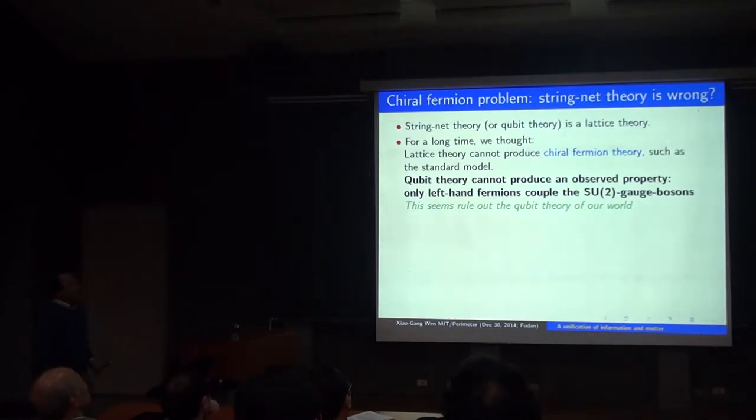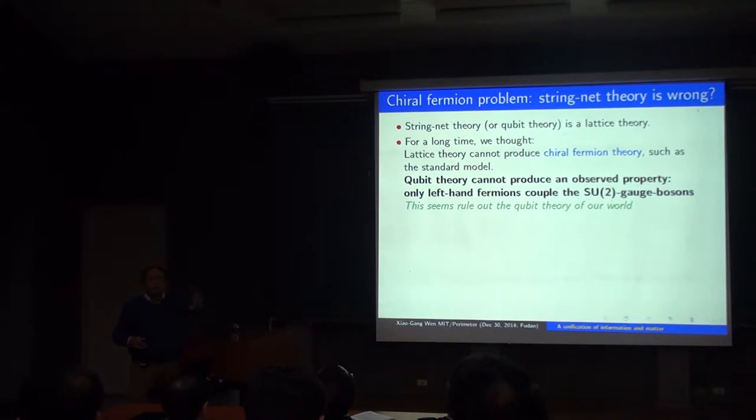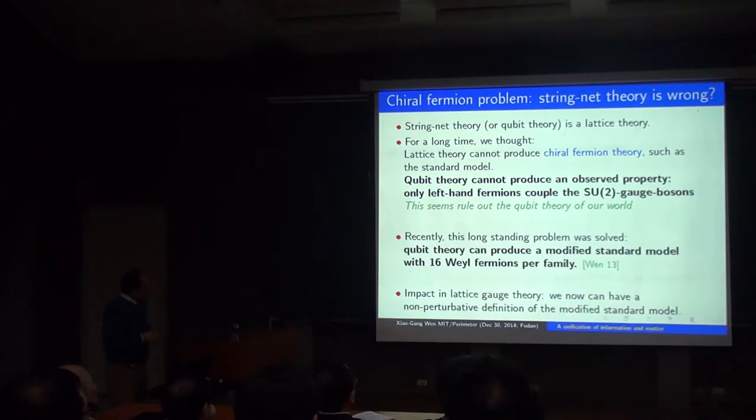Okay, and maybe let me just quickly mention this. This qubit theory, or stringlet theory, is really a lattice theory. And for a long time, people believed that when you have a lattice theory, you cannot have a chiral problem. You cannot have chiral bosons or chiral fermions. Basically, you cannot produce a phenomenon where the gauge interaction only interacts with the right-handed fermion, not the left-handed fermion. So this kind of chiral property could never be produced by a lattice model. This is what people believed, because people worked on it for 30 or 40 years and didn't get it. But recently we found that this is not right, and actually we can do that.